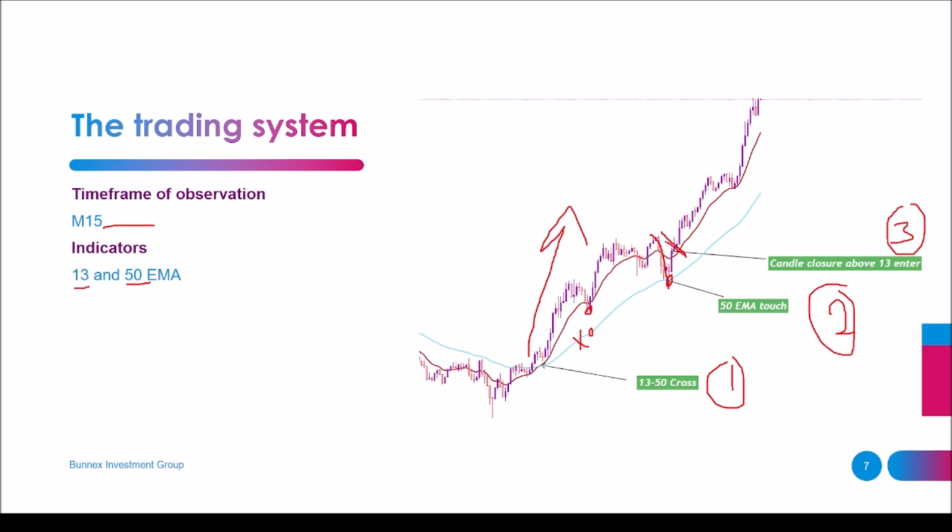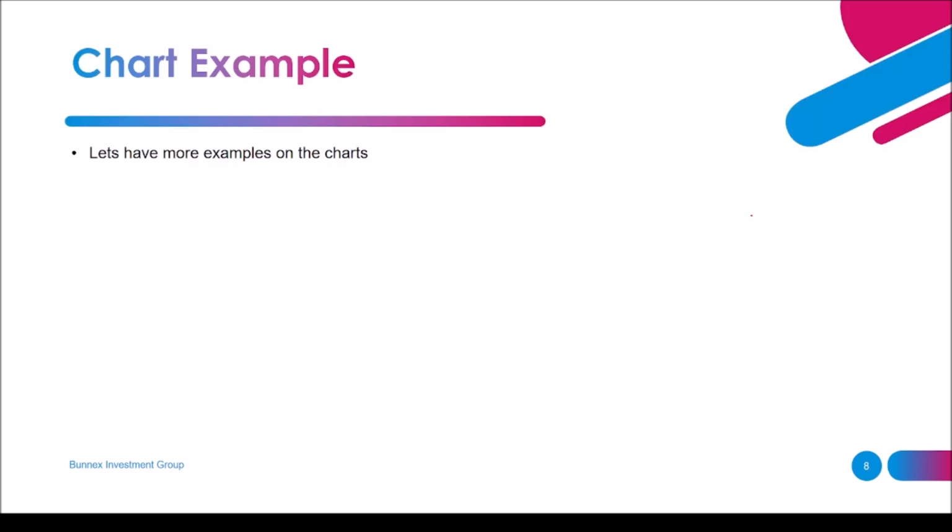After closure of the candlestick above the 13 EMA, we enter right away. Our stop loss should be put below the structure, like in this case. The target will now be derived from double this distance, so in this case, probably around this point. So let's have more examples on the charts.